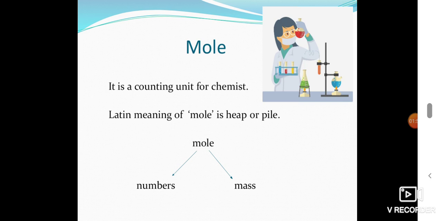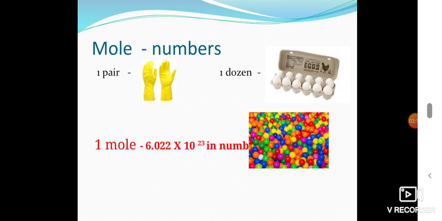So mole is expressed in two ways, by number and by mass. We can explain the mole in two ways, by the number and by the mass. Let us see one by one. First one, number.